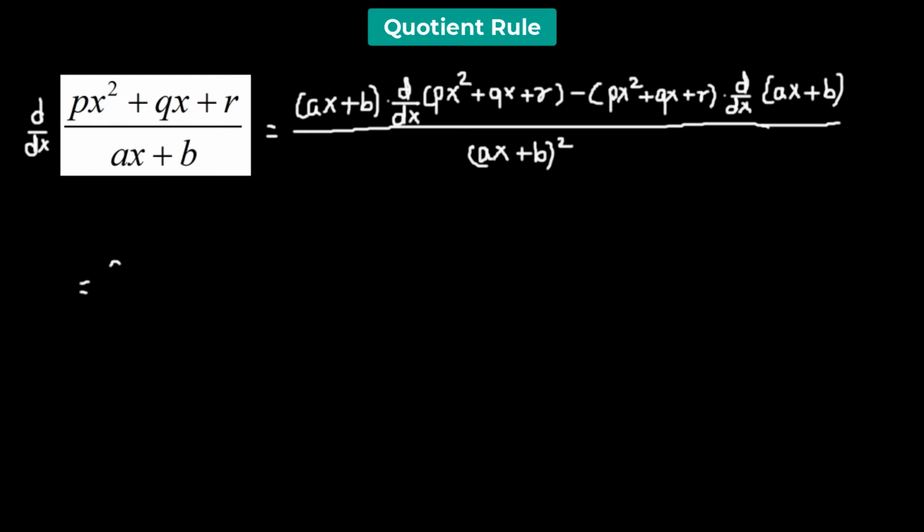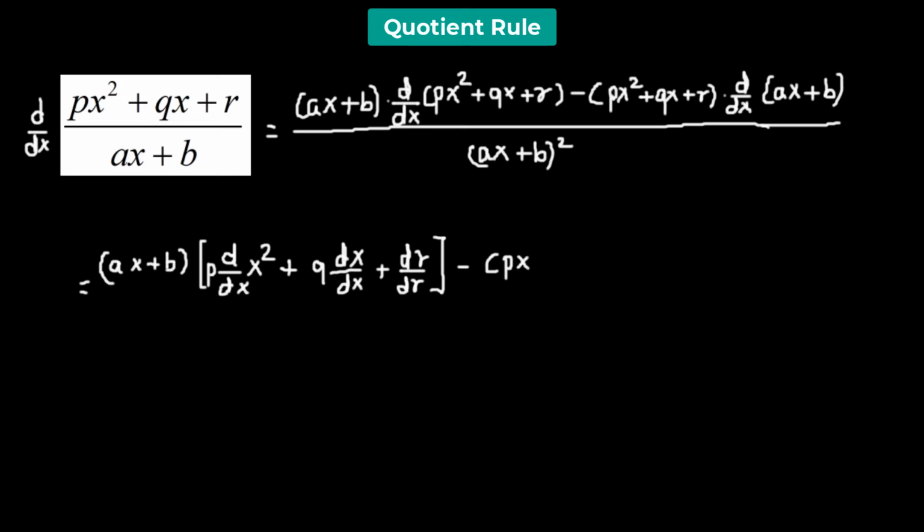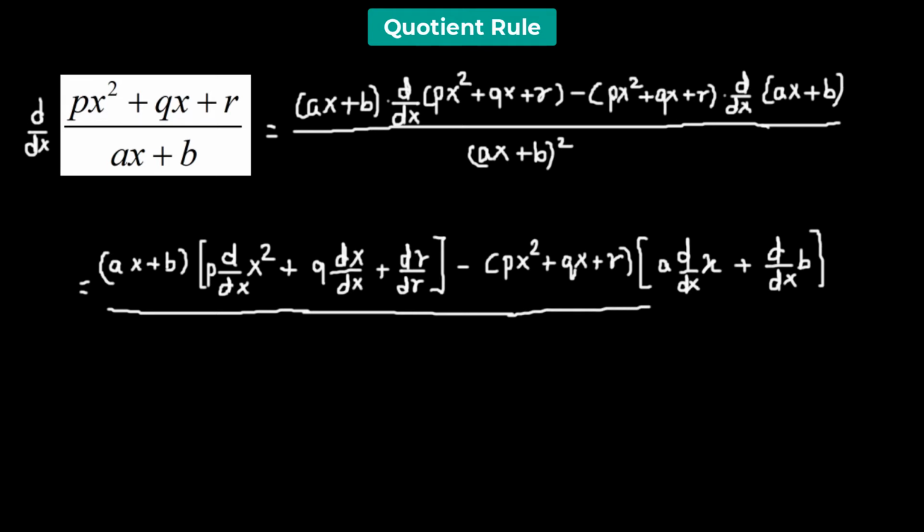So this gives us ax plus b multiplied by the derivative of px squared, so p being a constant, we can pull it out of the derivative, plus q times the derivative of x plus the derivative of r, minus px squared plus qx plus r times the derivative of ax, which will be a times the derivative of x plus the derivative of b, whole divided by ax plus b squared.